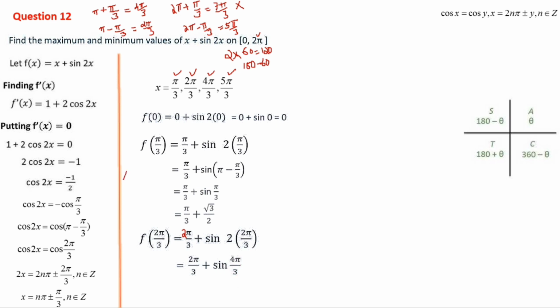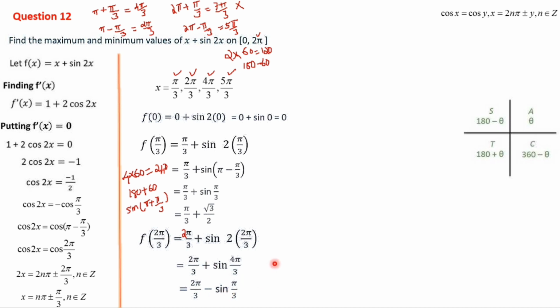4 pi by 3 means 4 into 60. 4 into 60 if you do, it is coming as 240. 240 if you change, it will be coming as 180 plus 60. 180 plus 60 is 240. 180 plus 60 if you do, pi plus pi by 3. Sine pi plus pi by 3 we have to find out in which quadrant. Clearly it is in third quadrant. Third quadrant sine is negative. So it is minus sine pi by 3.